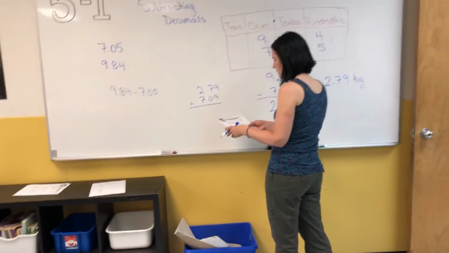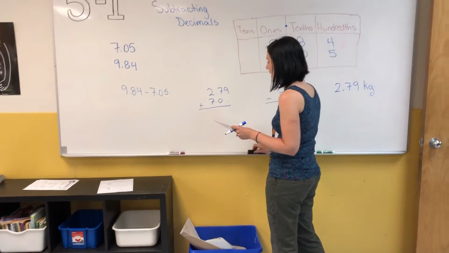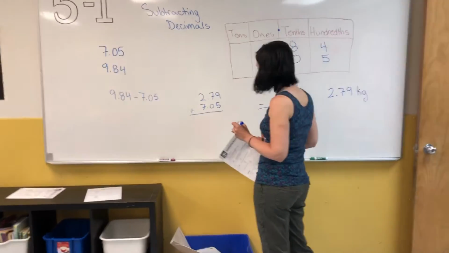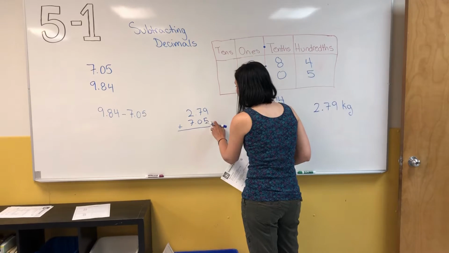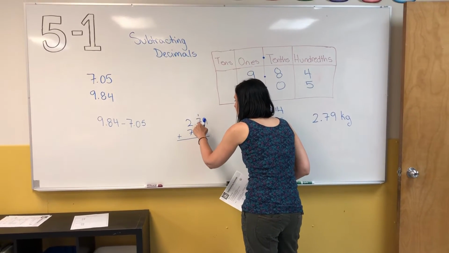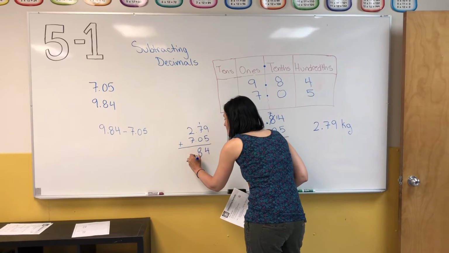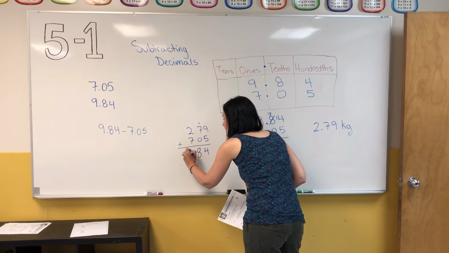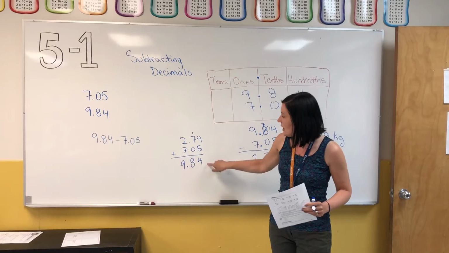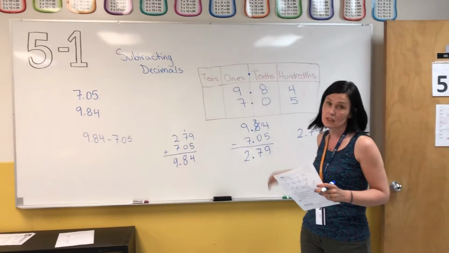Did I do that right? No, I did not do that right, because it's 7.05, not 7.09. Come on, you guys. You have to tell me when I make a mistake, like you did in class. Okay, 9 plus 5 is 14. We carry the 1. 1 plus 7 plus 0 is 8. Make sure you carry your decimal down. 2 plus 7 is 9. Oh, look at that. 9.84. Perfect. It does. So we just confirmed that our answer of 2.79 is correct.